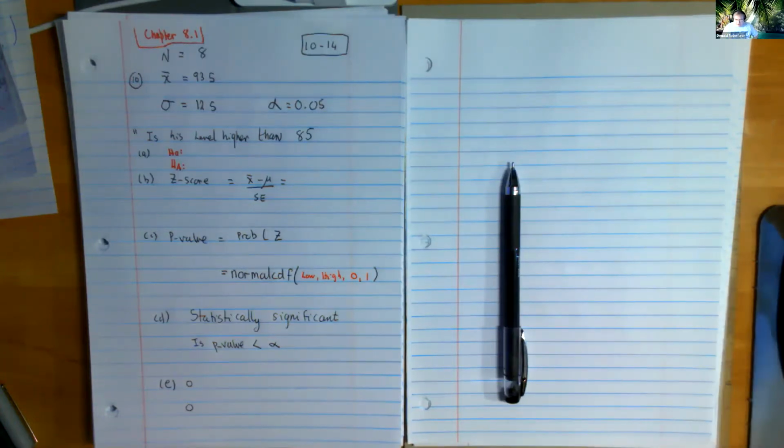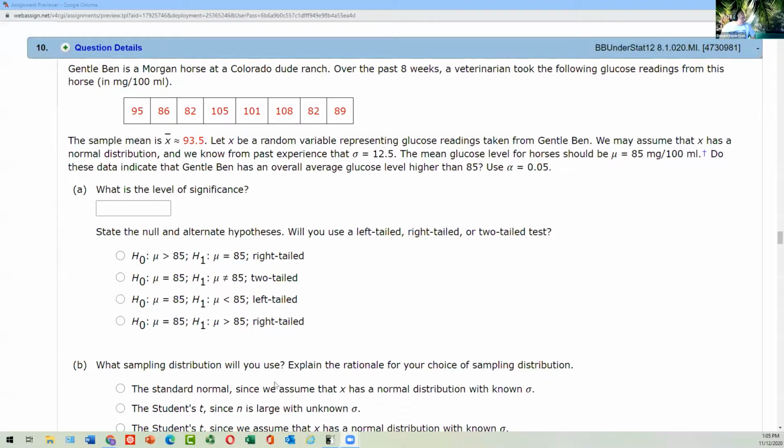So let's jump over and show you what question 10 looks like. Then I'll return here and we'll see where some of these numbers are coming from. Now, one of the tricks of the trade here is to read a question like this and understand what all the information is. So, Gentle Ben is a horse at a dude ranch. Over the past 8 weeks, a vet has taken this horse's glucose level, and they vary quite a bit, as you can see. The mean of this sample is 93.5, so I know I need to use that.